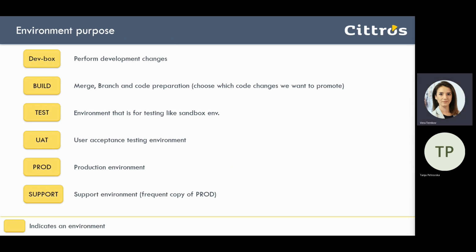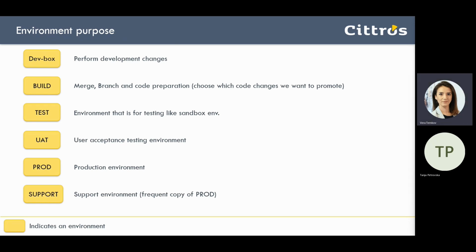Each environment has a purpose. Environment purpose represents a reason why certain environment should exist in your application topology. For example, the dev box is an environment where the developer performs the development changes. In the build environment, we will do code preparation, where we merge and branch the code that we want to promote.